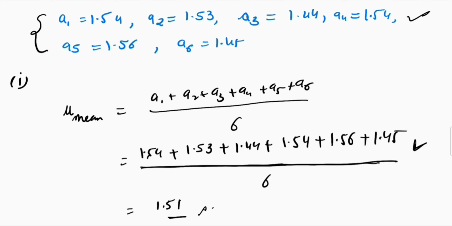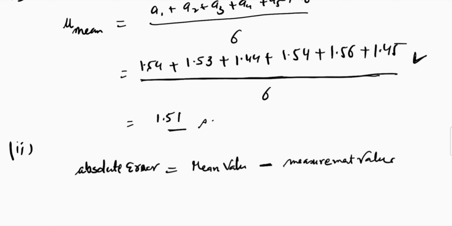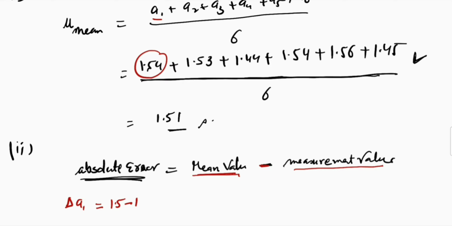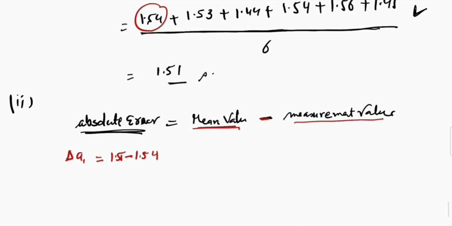Next we have to find the absolute error in each refractive index. So we know the absolute error is equal to mean value minus measurement value. So we can find out the absolute error for delta A1, which is equal to mean value, which is 1.51, minus A1, which is equal to 1.54. So this will be equal to minus 0.03.